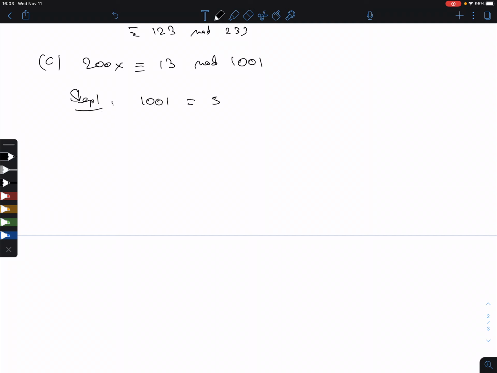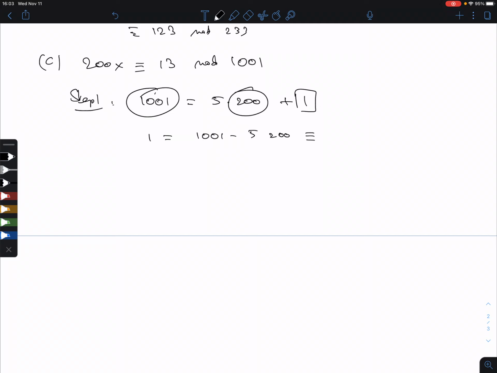1001 is 5 times 200 plus 1. Oh, look at that. We have our GCD right away. Sometimes things can go very quick, right? This already is giving me the GCD, and therefore the Bezout form, namely 1 is equal to 1001 minus 5 times 200.